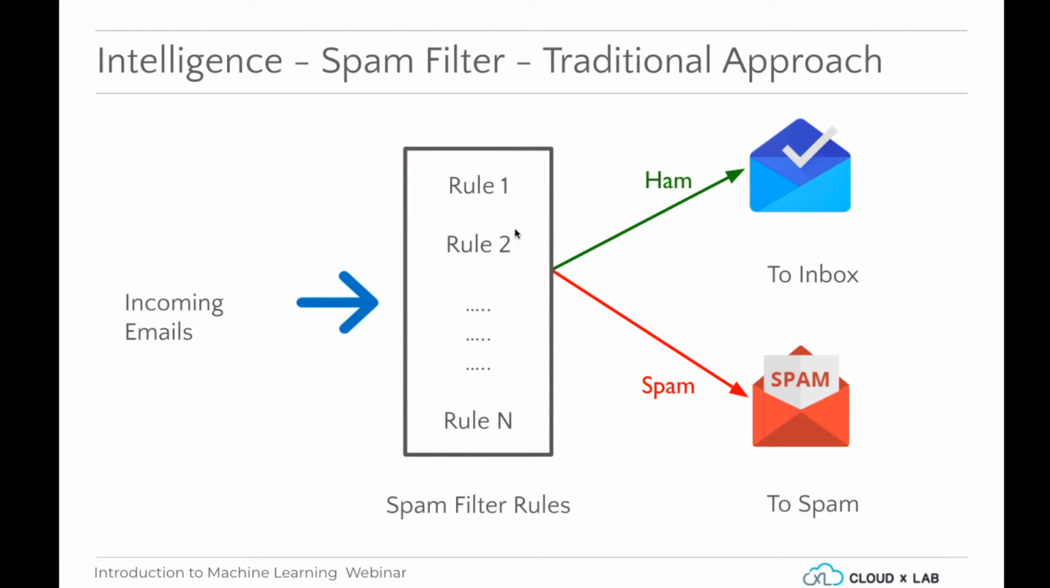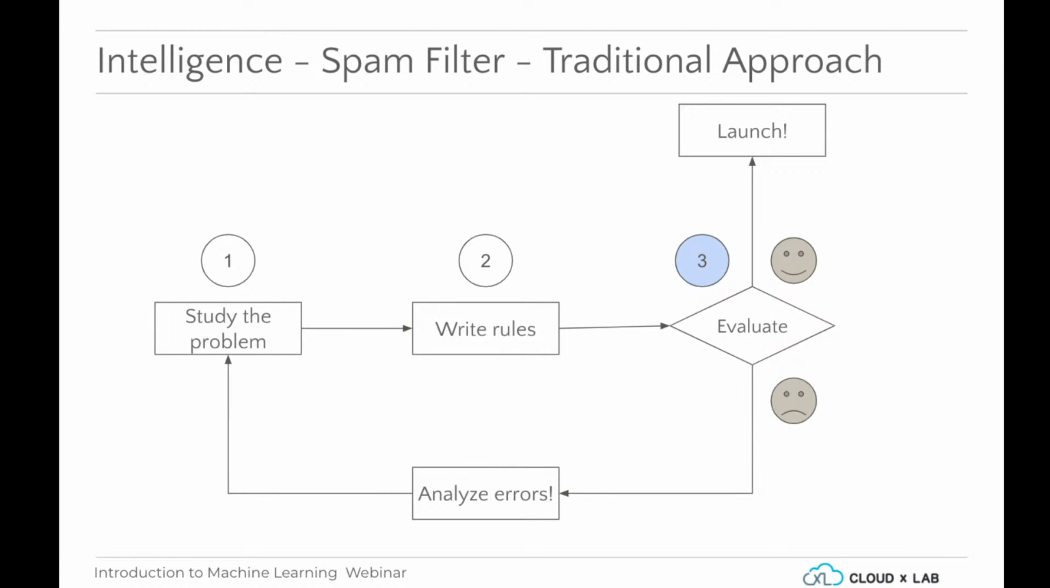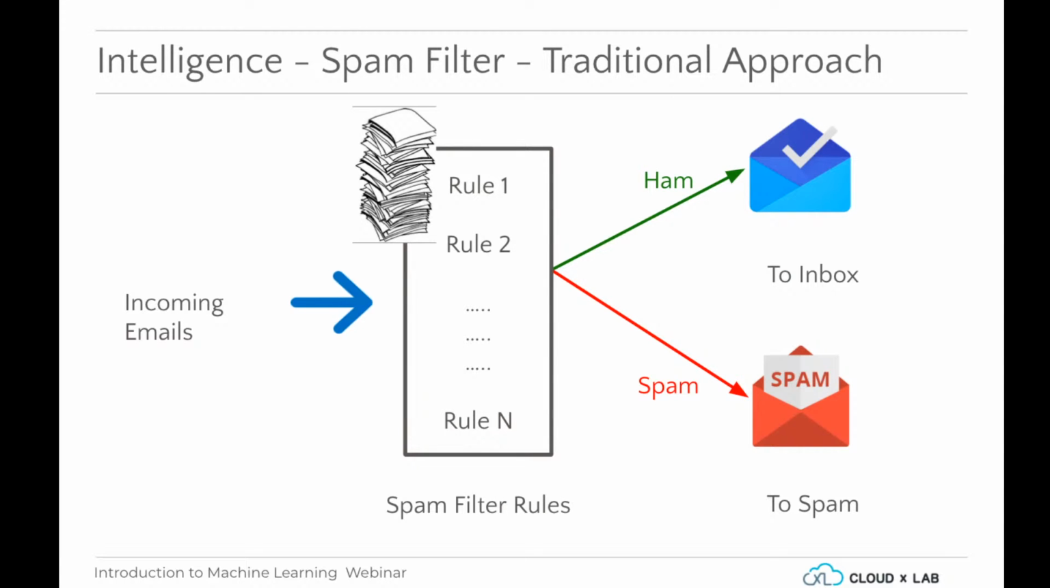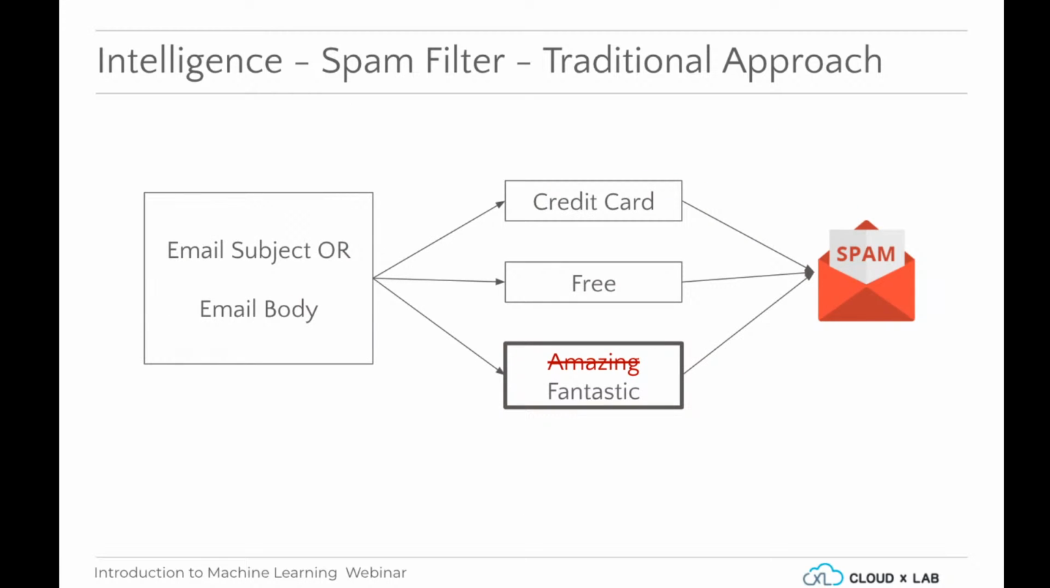Now, what are the problems with this method? One problem is that you start having a lot of rules, and the rules just keep increasing. In this traditional approach, eventually the spammers start figuring out that the word amazing is getting flagged as spam, so they change it to fantastic. That breaks the existing rules, a certain set of emails start coming through as ham, and the spam filter is unable to catch them properly. This is a problem that happens in this case.